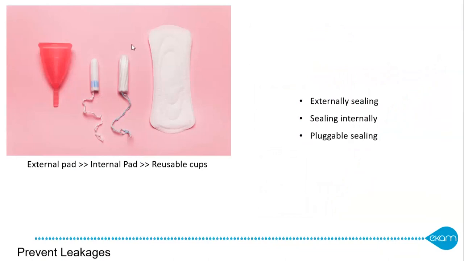Similarly, there are developments happening for pads, tampons and reusable cups in female sanitation, to save women from the harmful effects of dirty sanitation in India, even now, after so many years of the Swachh Bharat Mission. So this is a generalization of the statement: we are trying to prevent leakages by external, internal and reusable products. Now I'm coming to my core product, which is Zerodor.